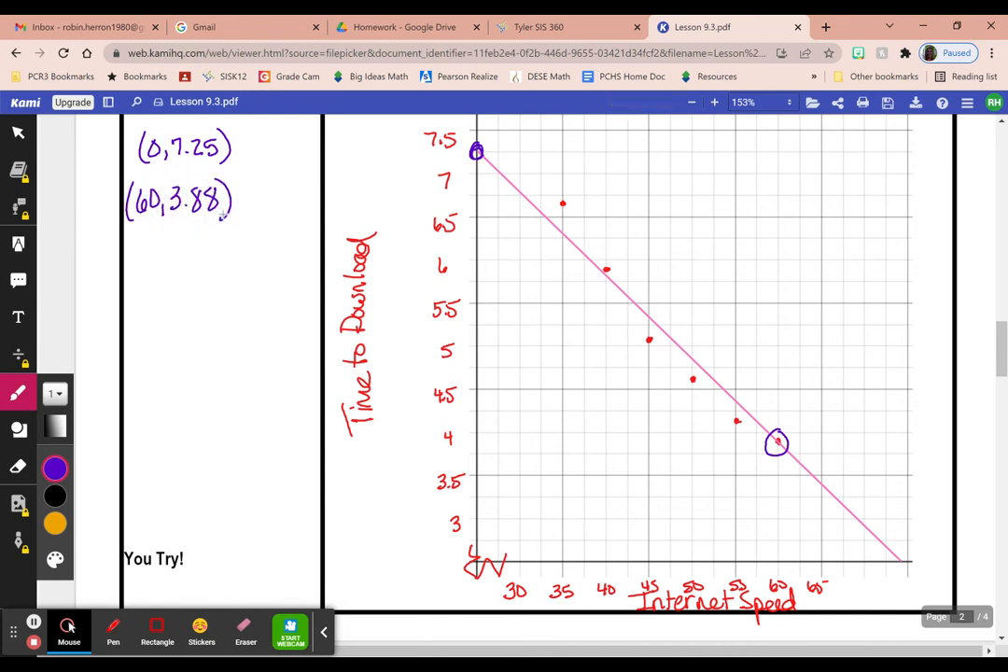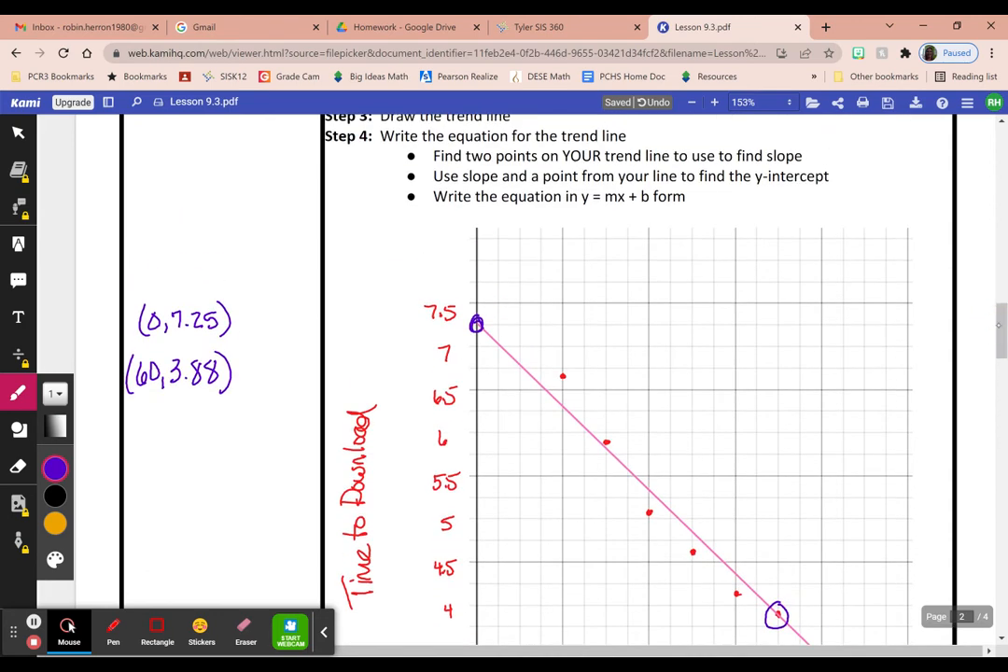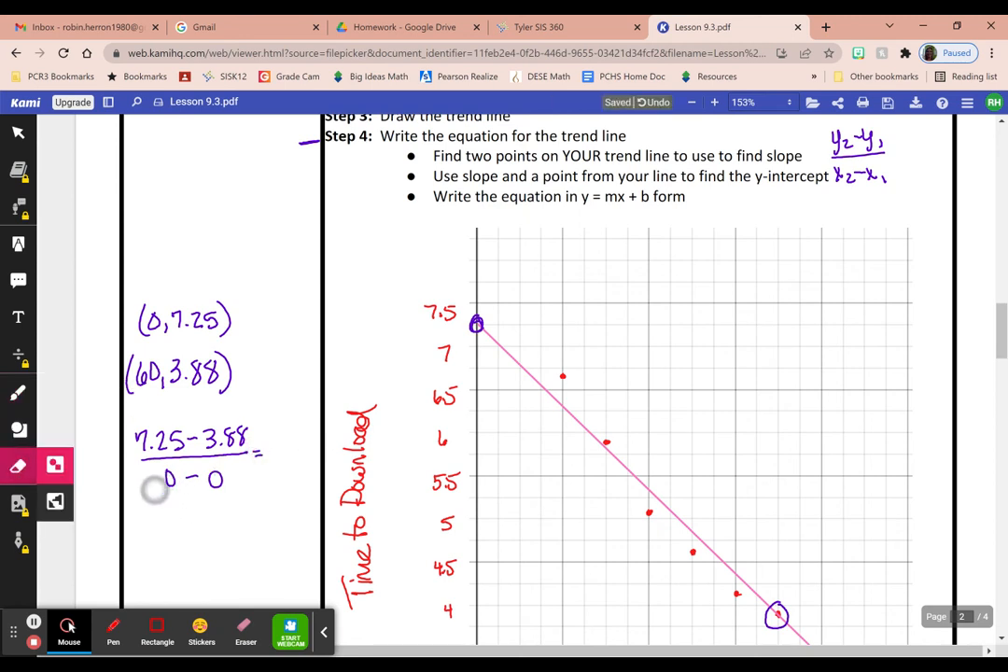Right? So we have to write an equation. So it says, write the equation of the line, find the 2 points, and we're going to use slope, right? So slope, remember, is y2 minus y1 over x2 minus x1. So I'm going to use that here. I've got 7.25 minus 3.88 over 60 minus 0, okay? I'm sorry, 0 minus 60. Goodness, you guys, I'm making a lot of mistakes. My fault, okay?